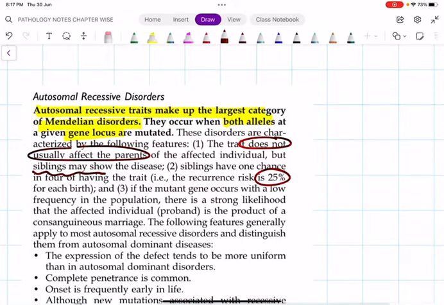Am I right? Yes. Suppose a gene which causes some genetic disease has a low frequency in the population, there is a strong likelihood that the mutated individual is a product of consanguineous marriage. That means consanguineous marriage is highly associated with inheritance of autosomal recessive disorders.